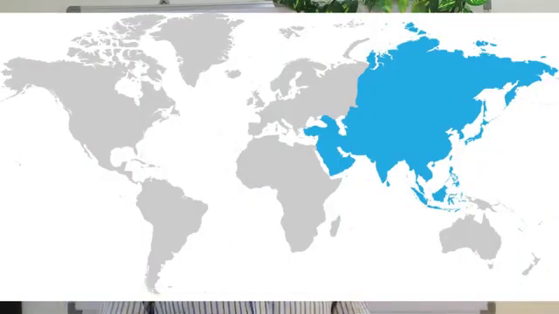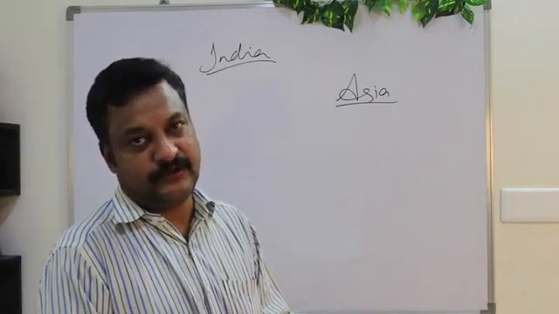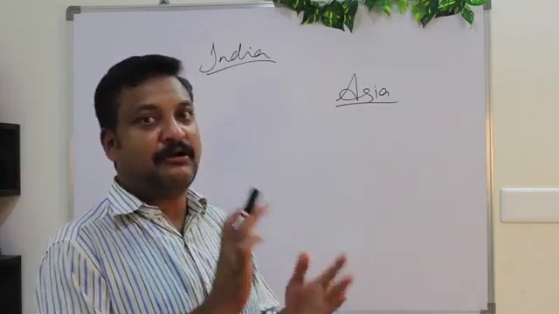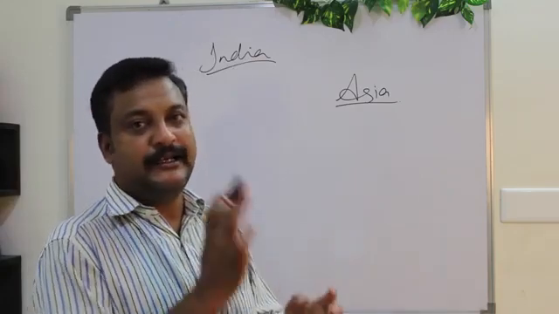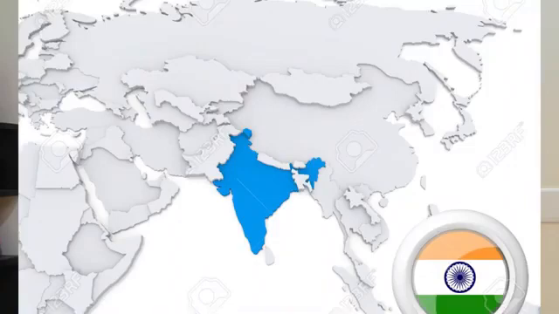So look at the map here. It's a world map, and you can see Asia in a different color over there. So this colored portion of the Earth's continents is the Asian continent, right? And India is located in this continent. I will show you another map of the Asian continent in which you can locate India. This is the map of Asia, and you can see India is marked there.